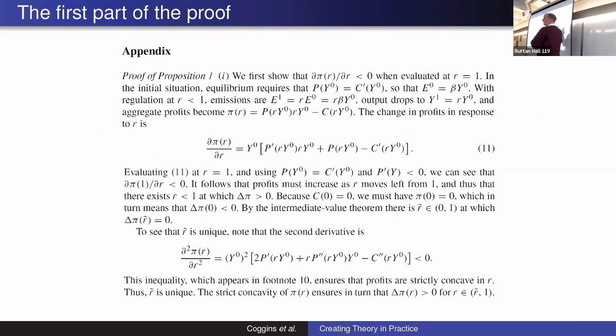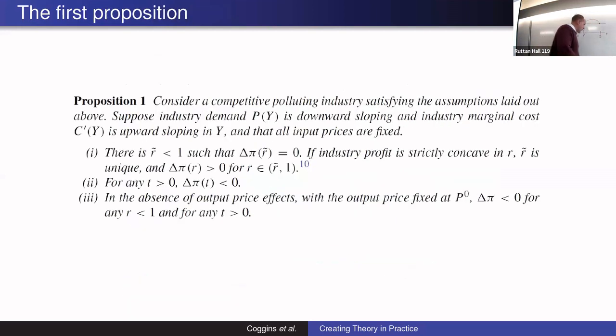So it's in an appendix. It probably could be more efficient. But this is how much math we felt we needed to make the case convincingly that the first part is true. There's an R tilde. First, we show the derivative of pi with respect to R is downward sloping at one. So for a while, at least, profit is going up when R moves left of one. It might just be for a little while, but that first derivative is downward sloping at one.